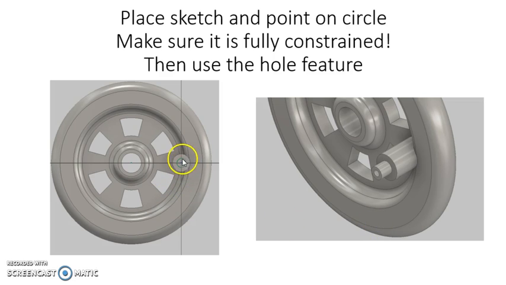Create a surface here, put a point at the very center, make sure that you use project geometry to get this circle to turn green so you can use it and find the center point, and then you use the hole feature to drill into this hole. After you get that done, you are 100% done with the wheel. Congratulations, that is definitely one of the more difficult parts in all of the model train project.